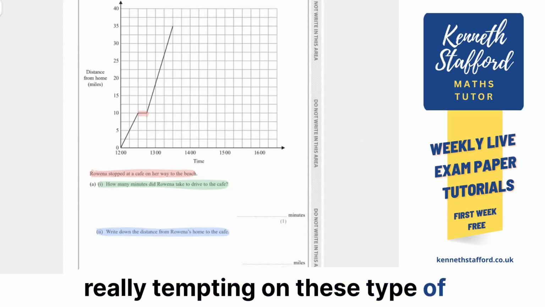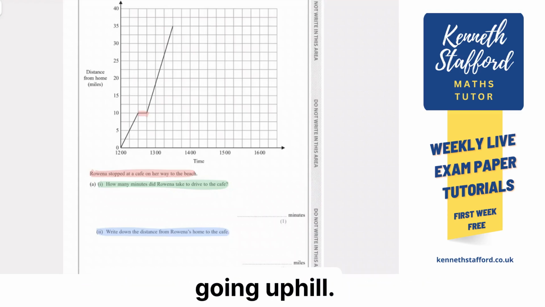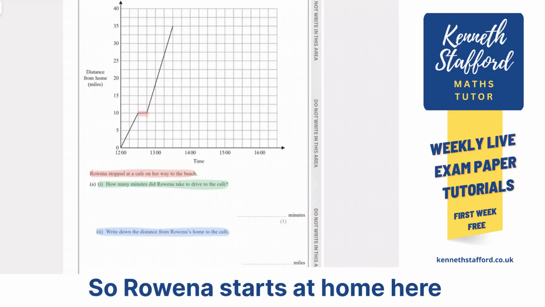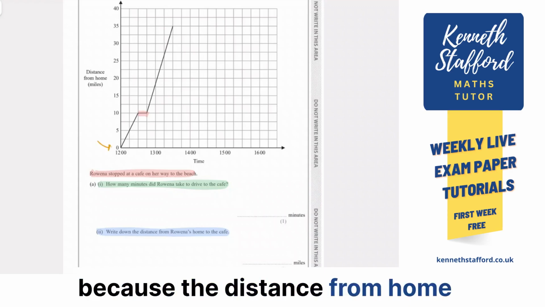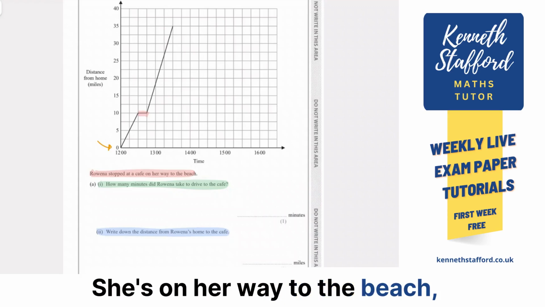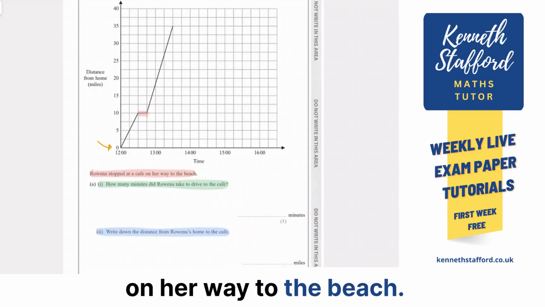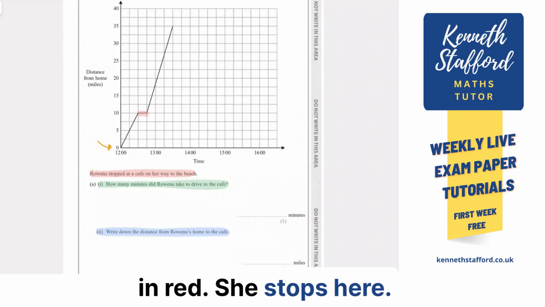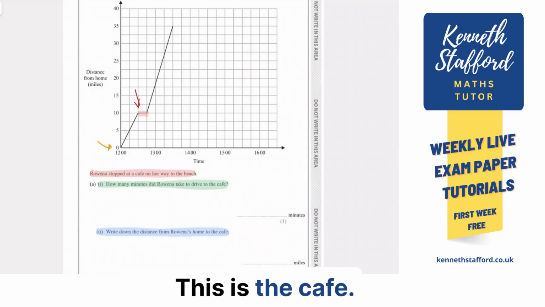It's really tempting on these type of questions to feel like someone's going uphill. That's not what's going on here. It's the distance from home. So Rowena starts at home here because the distance from home is 0. And she's traveling away from home. She's on her way to the beach, but she stopped at the cafe on her way to the beach, and a stop is like a flat bit. And I've highlighted that in red. She stops here. This is the cafe.